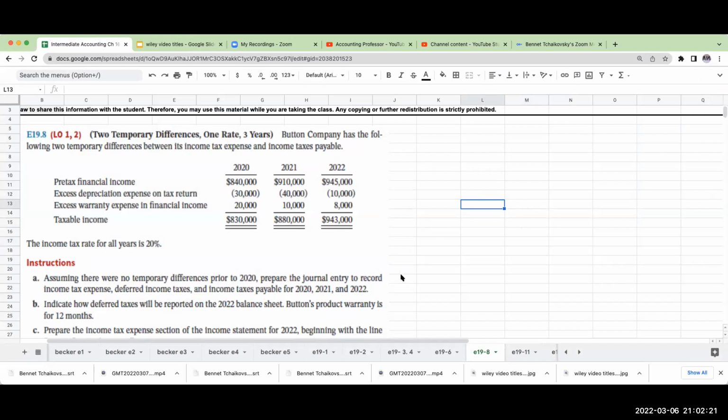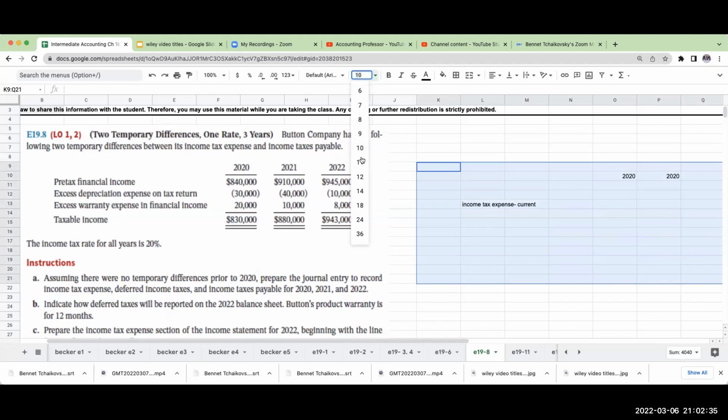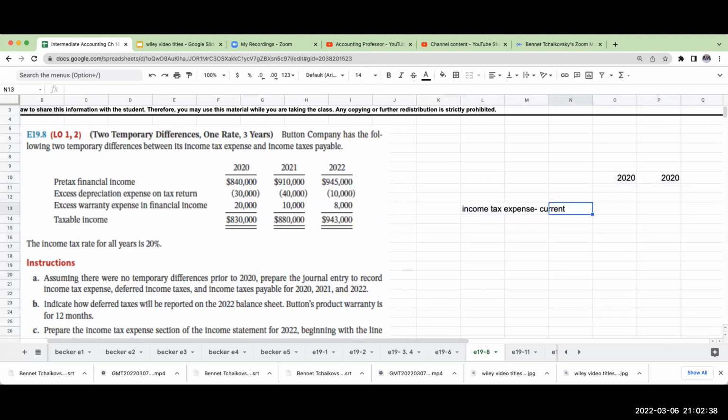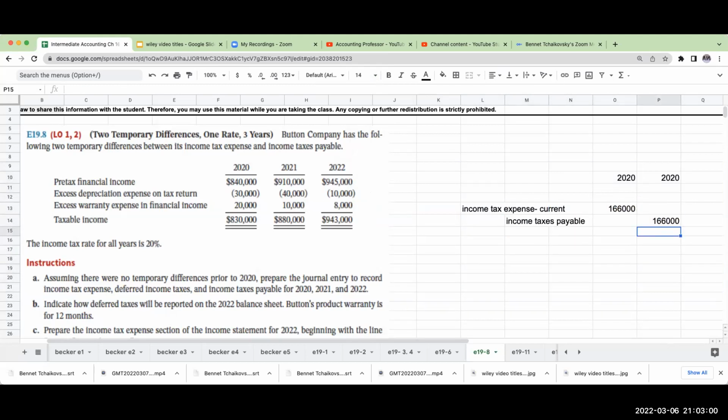The way we're going to do this is take income tax expense current for 2020. This is going to be 830,000 times 0.2, or 166,000. I'm taking 830, which is the taxable income, multiplying it by 0.2. The next thing we're going to do is income taxes payable, which is going to be the same amount.